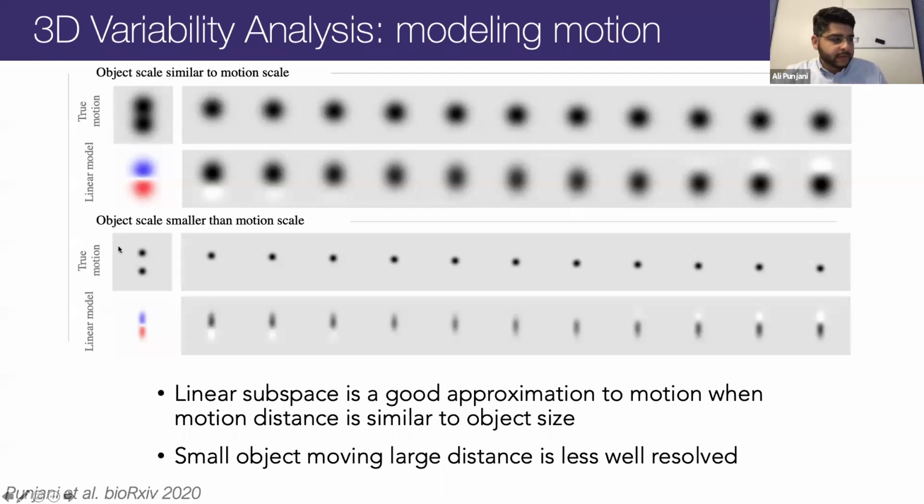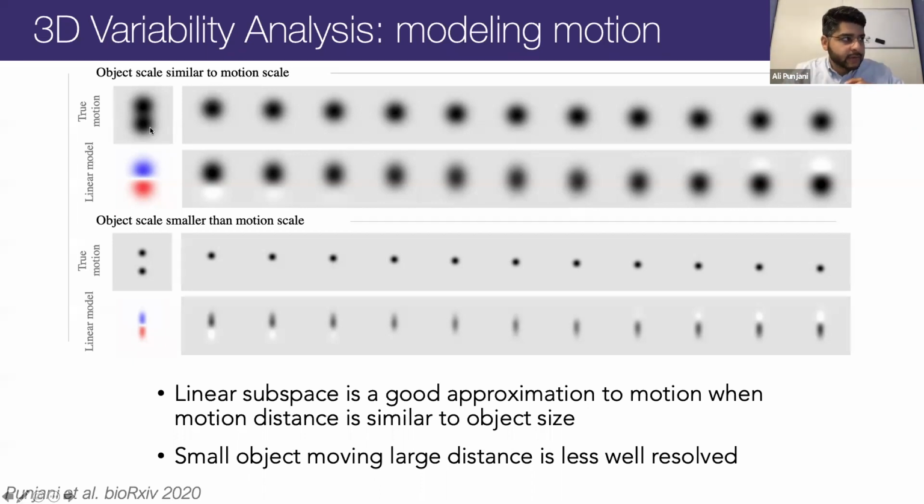When we look at a different scenario where we now have a smaller object moving the same distance, we can now see that the variability component is different, but the approximation to the motion is much worse. And that's really the crux of the matter. The linear subspace model and 3D variability analysis are a good approximation to motion when the motion distance is a similar distance to the size, relative to the size of the object.